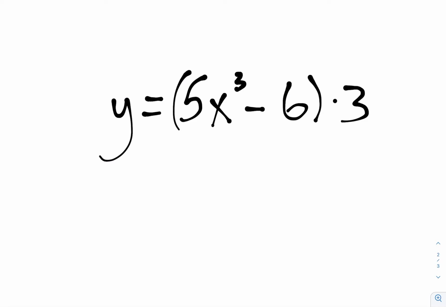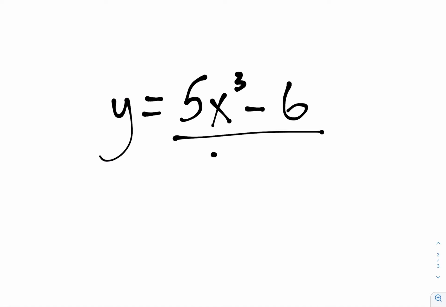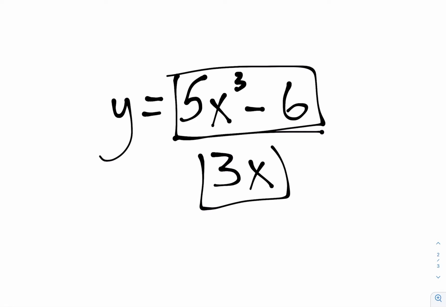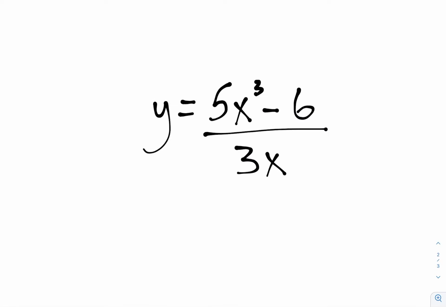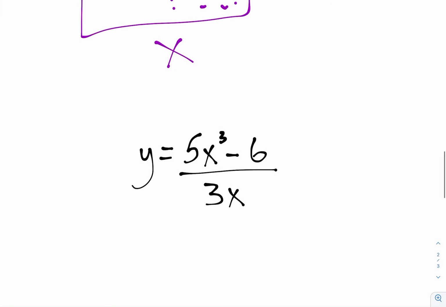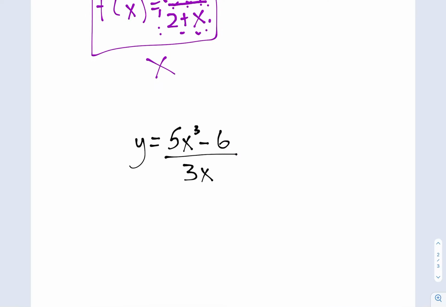But let's say we were to divide this by, say, 3x. Now we have a polynomial here divided by a polynomial here. A quotient of polynomials is a rational expression. So that is not a polynomial there.